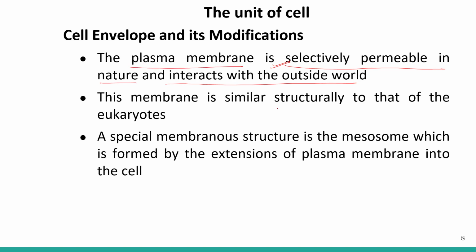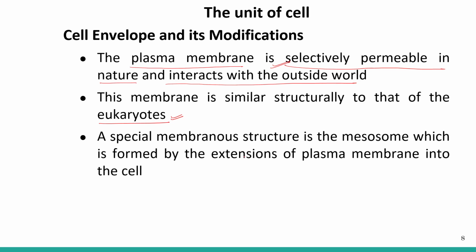This membrane is structurally similar to that of eukaryotes. So there is not much difference between the cell membrane, or plasma membrane, of prokaryotes and eukaryotes. Meaning the bacterial cell plasma membrane and any eukaryote plasma membrane are sort of the same.